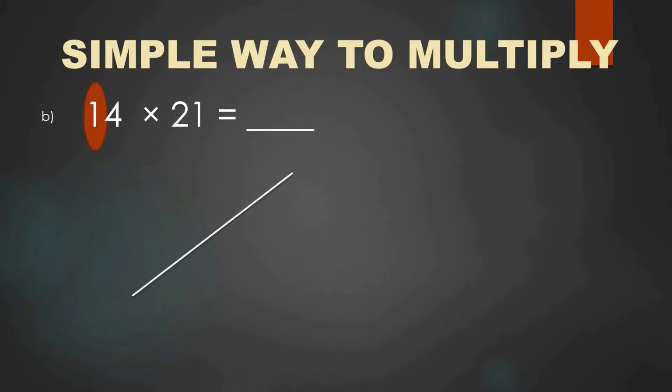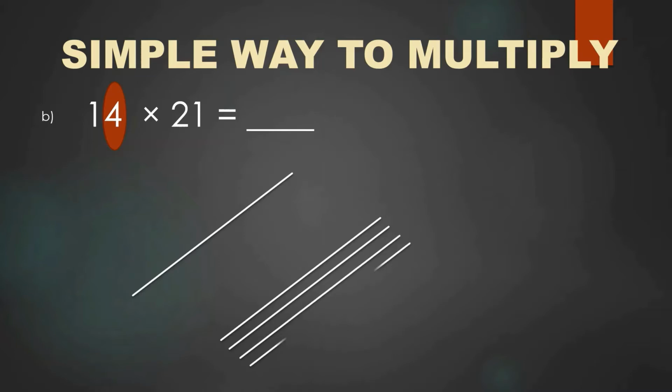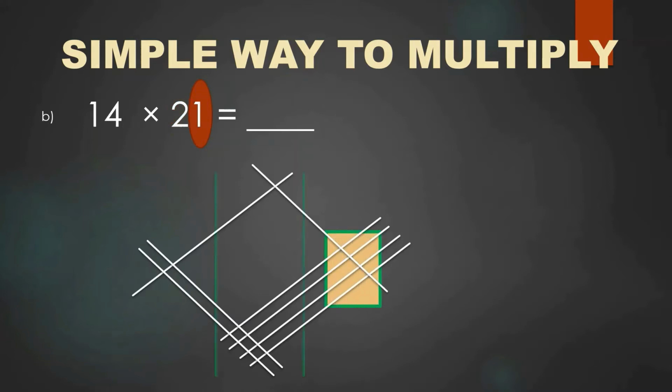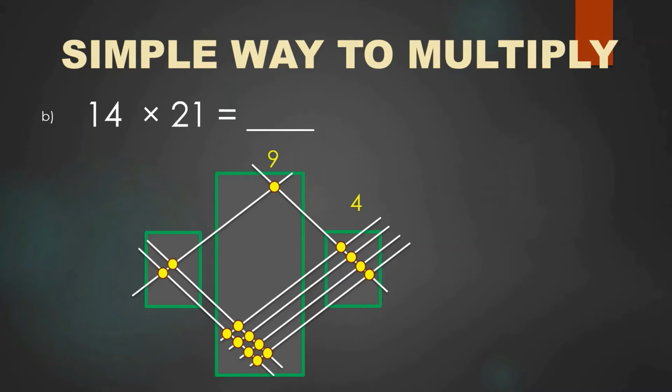Then, count the number of intersections in each group. 14 multiplied by 21 is equal to 294.